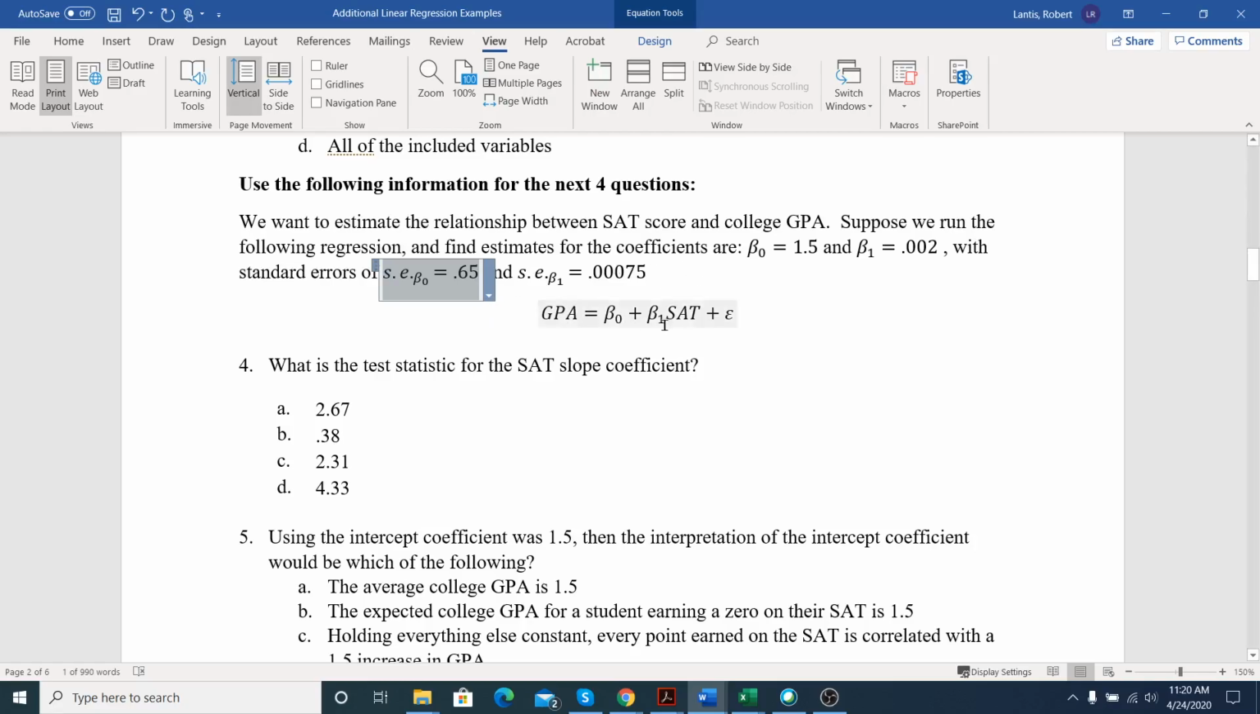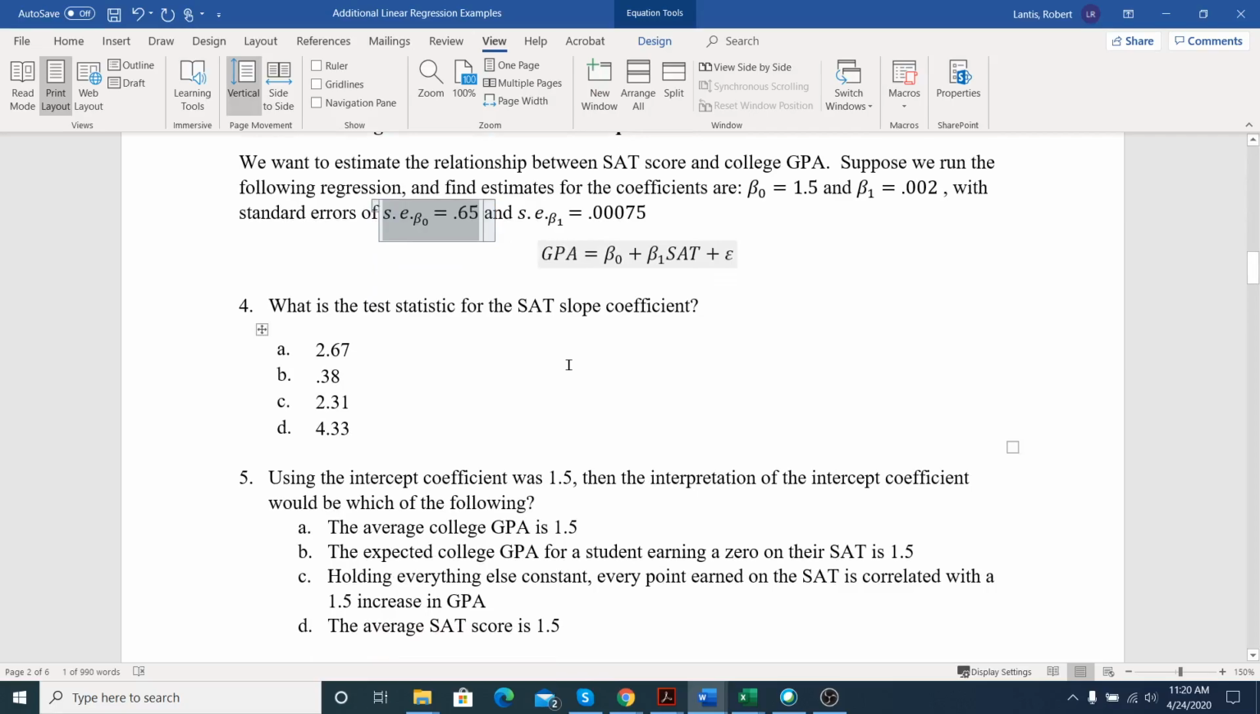So this is kind of a good one here. Using the intercept coefficient of 1.5, what would the interpretation of the intercept coefficient be? The generalized form of the intercept coefficient is always: if every variable on the right-hand side, or all of our independent variables, are 0, the expected value of the y variable would just be the intercept, or that beta 0 there.